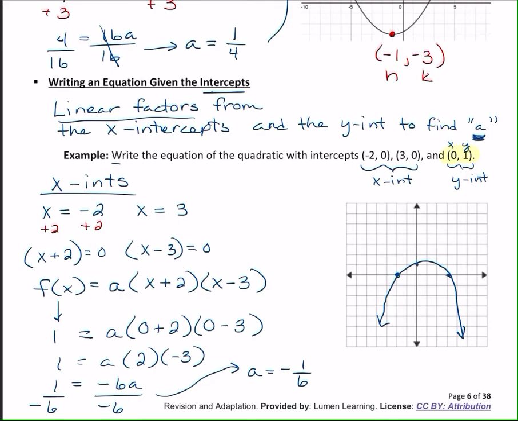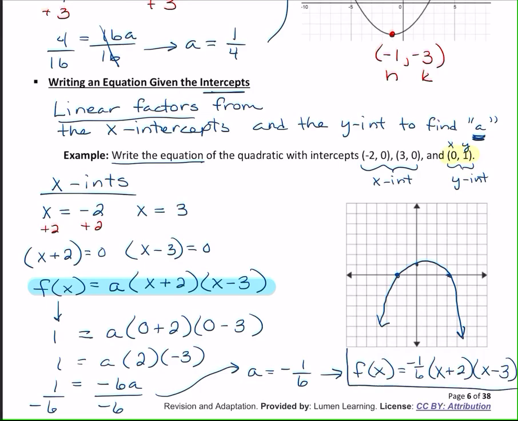Now it just says write the equation. It doesn't tell you what form. So we can actually use this form of the equation and leave it like that just by plugging a in. So we can leave it as f of x equals -1/6 times your linear factors. You can FOIL that out and multiply through if you would like, but that answer is acceptable.